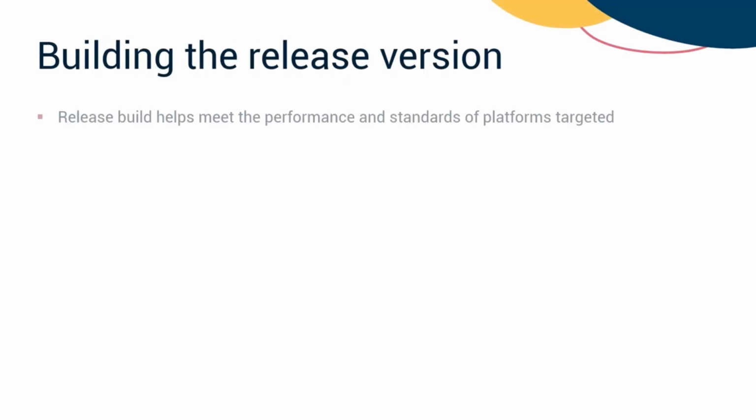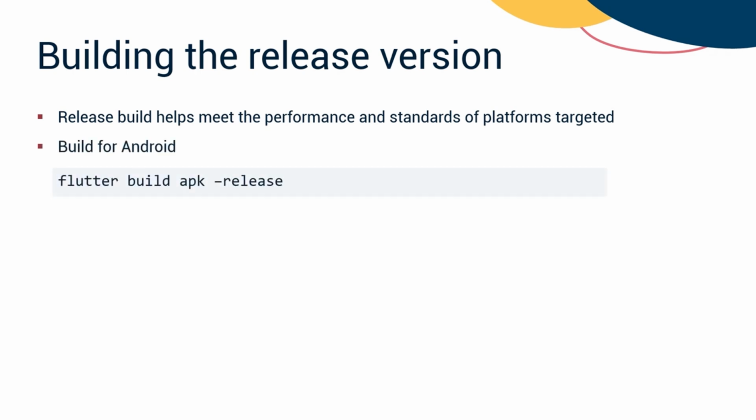The release build is optimized for performance and should be thoroughly tested to ensure it meets the standards of the platforms you are targeting. The APK, or an Android app bundle, AAB, can be generated for Android users, with AAB as the recommended format for new apps. For iOS, archive your app using Xcode and prepare it for submission.